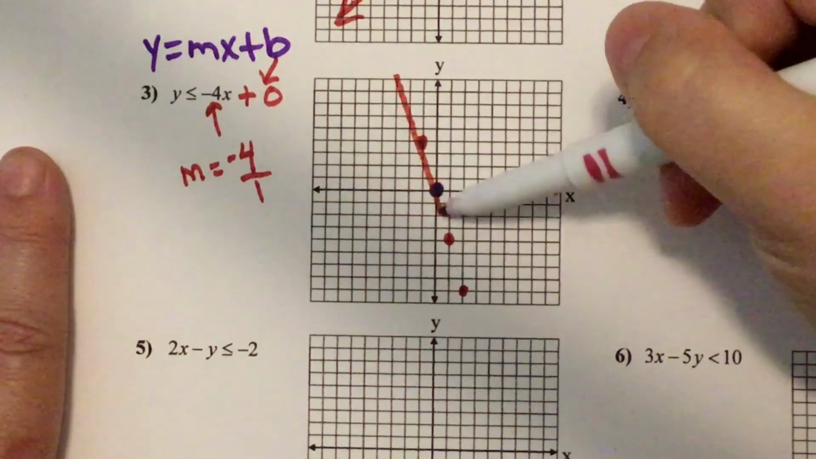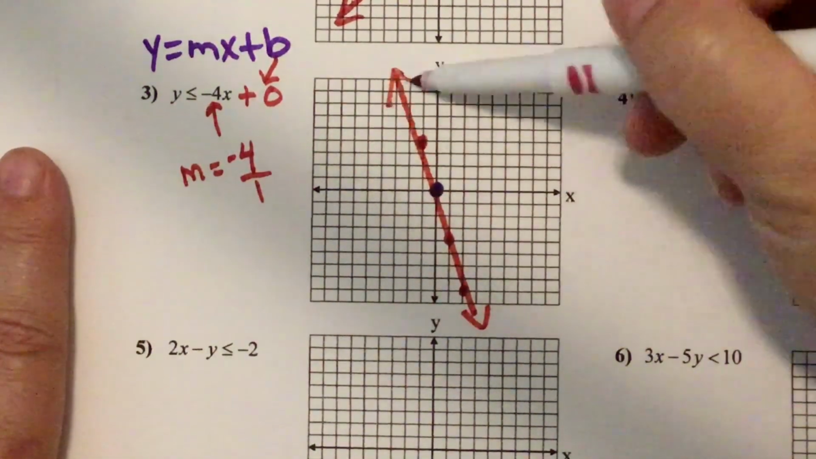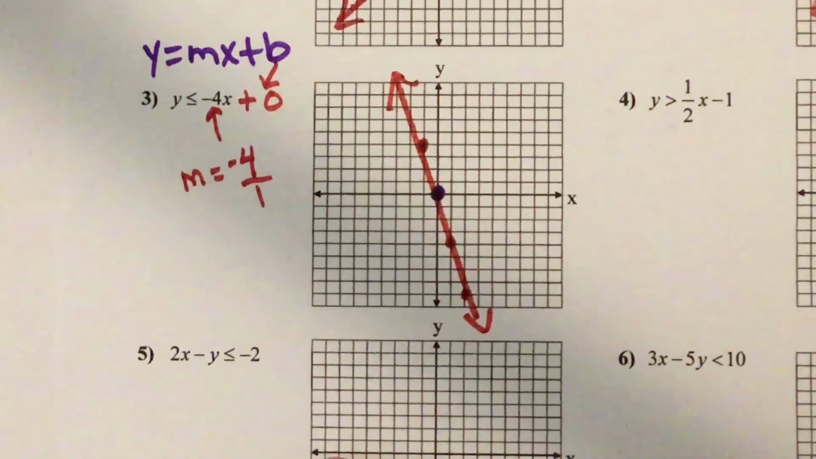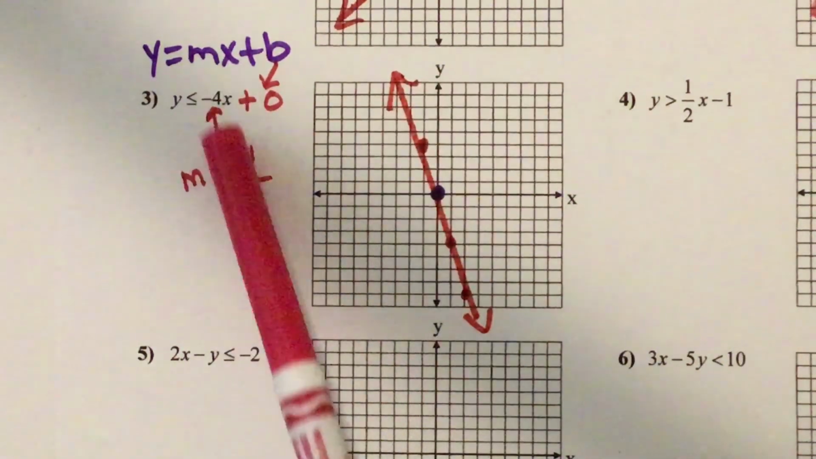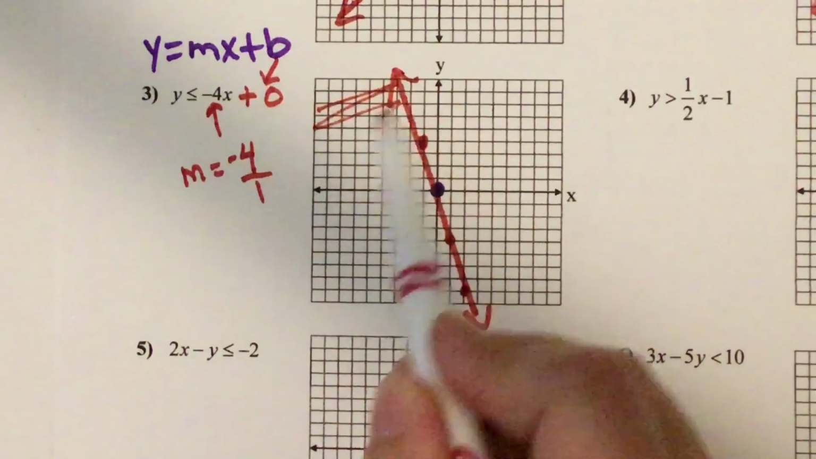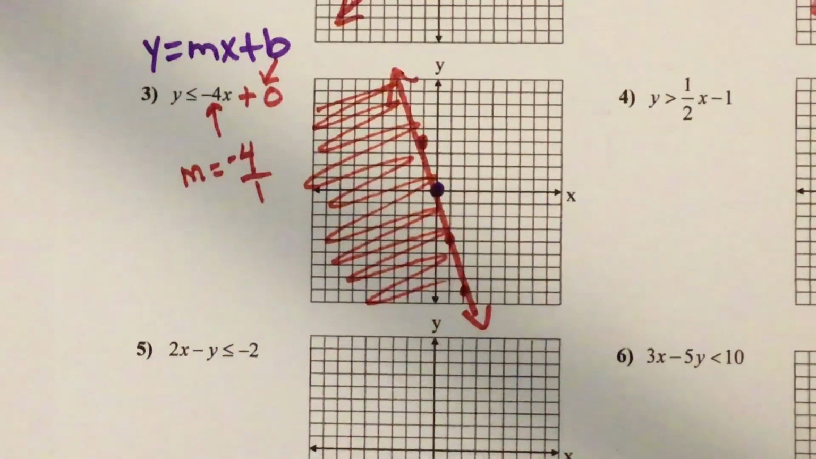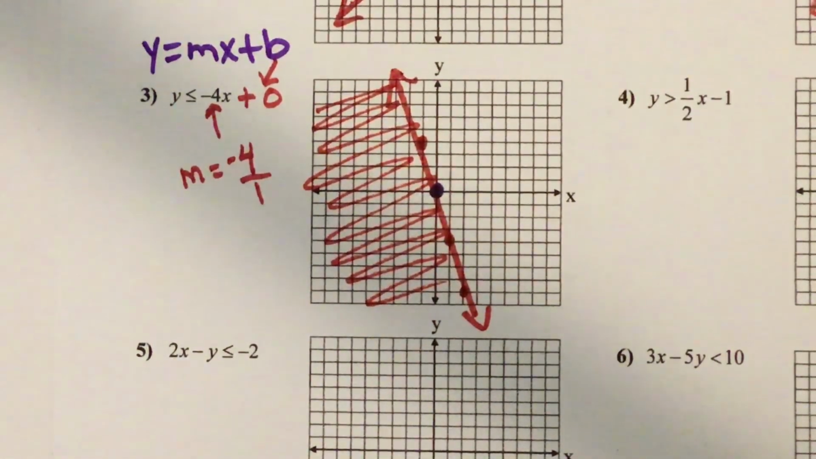So every point on the line is an answer. Shade above or shade below? Below. Less than, we shade below. I think it's kind of fun.